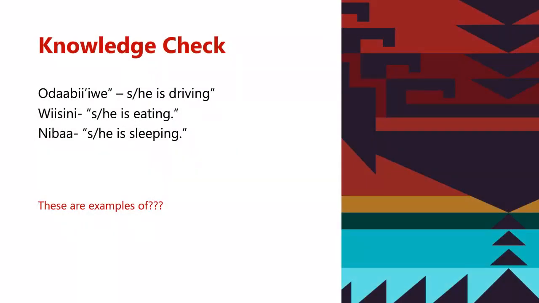Odabi iwe. We sini, ni ba. These are examples of what type of verb?